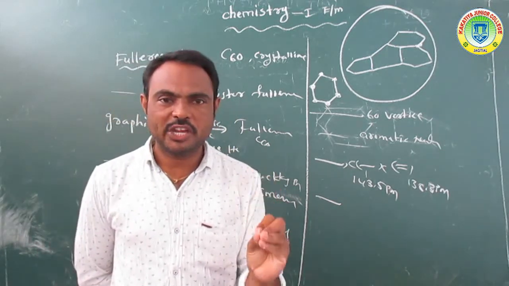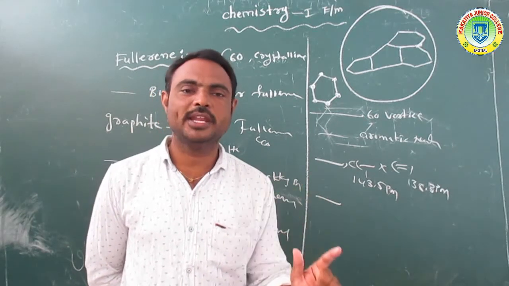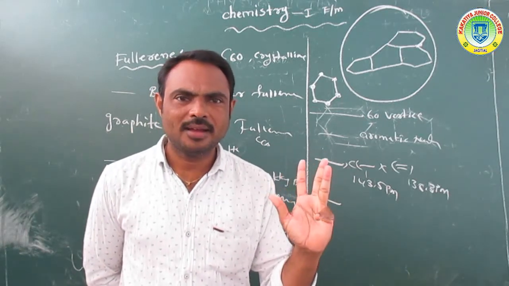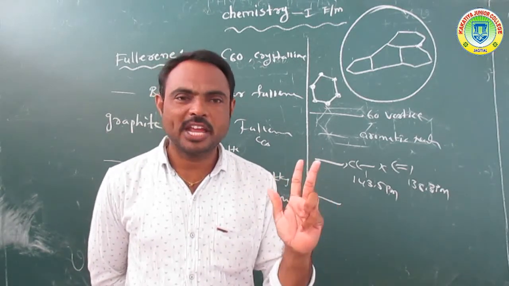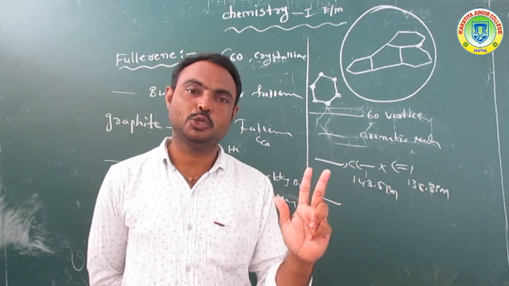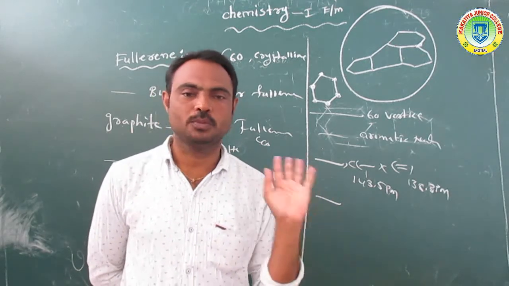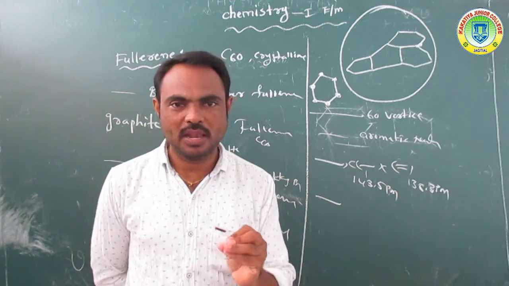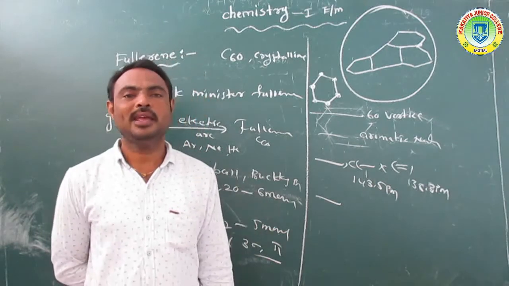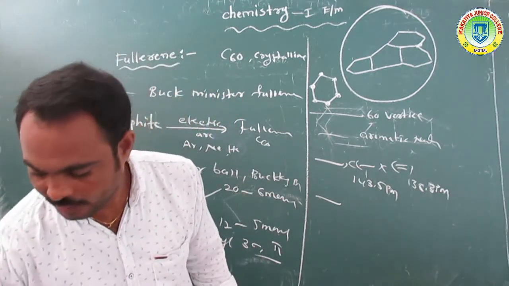Write the hybridization of graphite, diamond, and Buckminsterfullerene. So what is the hybridization of diamond? sp3. What is the hybridization of graphite? sp2. What is the hybridization of fullerene? sp2. Okay, so fullerene and graphite have equal hybridization, but diamond has sp3 hybridization. Okay, it is a fullerene.